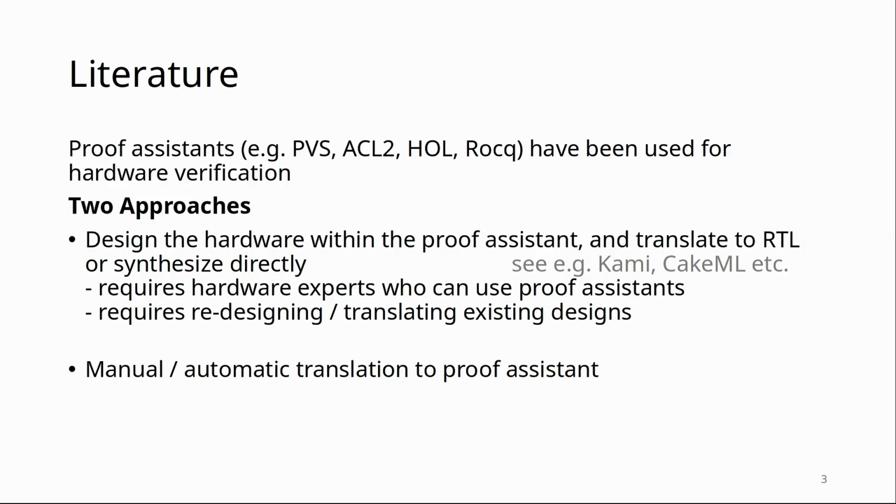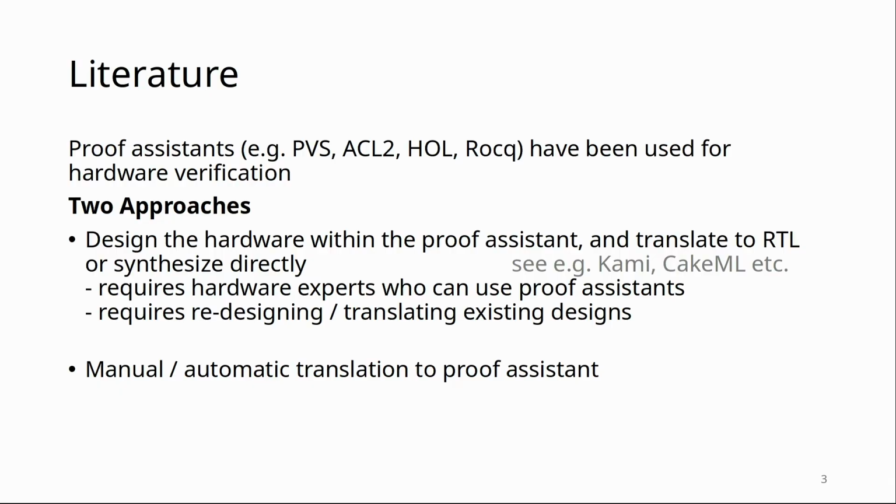Of course, this is not a new topic. So in the literature, people have been verifying hardware using proof assistants. So I would say there are mainly two approaches. The first one, the most satisfying academically and most elegant way, is to design the hardware within the proof assistant, that is within this environment, which means you have a language, you have some formalization properties and so on. And maybe you even have some translation to RTL or even netlist synthesis, which is also proven in your framework.